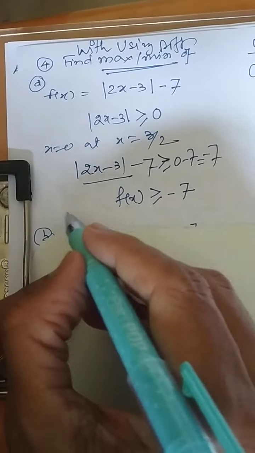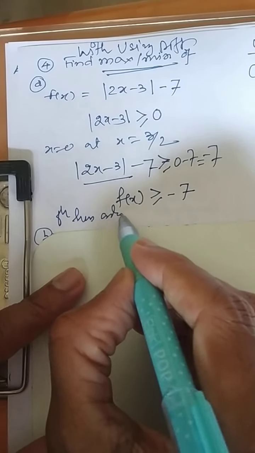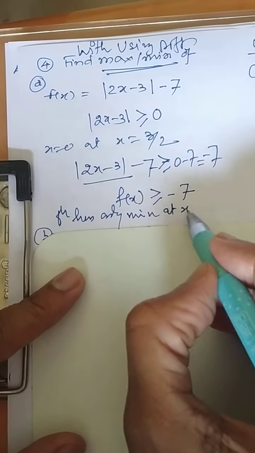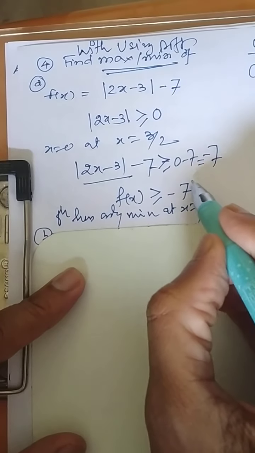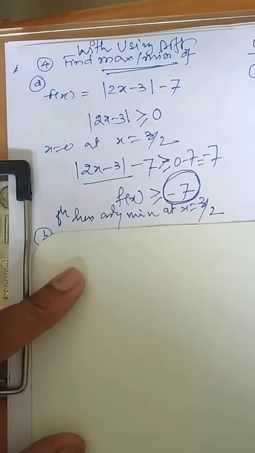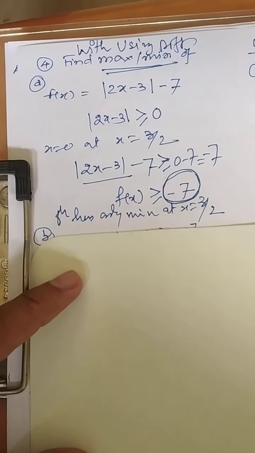So you should say the function has only a minimum at x equal to 3 by 2, and the minimum value will be minus 7. And this function does not have a maximum. Likewise, for a parabolic function y equal to x square, the minimum value is 0, and the maximum you cannot say, the higher value you cannot say.